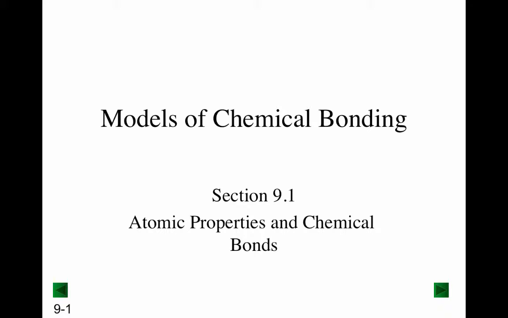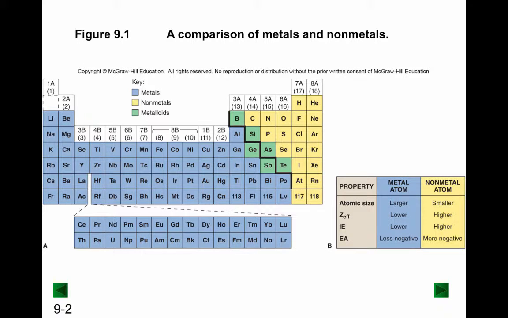Chapter 9 continued, Models of Chemical Bonding, Section 9.1, Atomic Properties and Chemical Bonds. This is figure 9.1, and it shows the periodic table divided into three types of elements: metals, nonmetals, and metalloids. Part B of this slide provides you with a summary of some of the important properties of metals, nonmetals, and metalloids. It is these properties that allow us to distinguish a metal from a nonmetal.